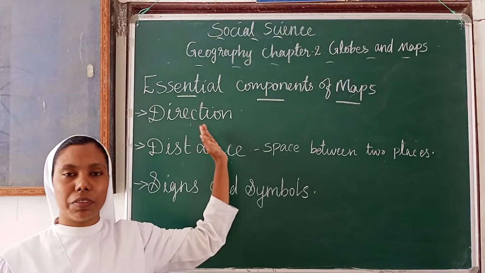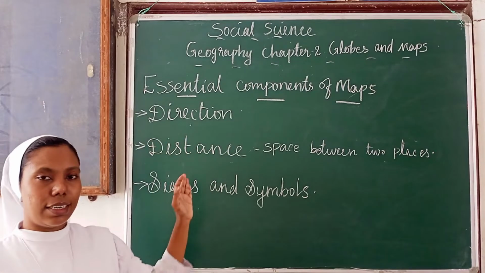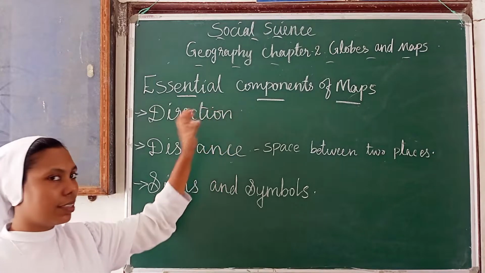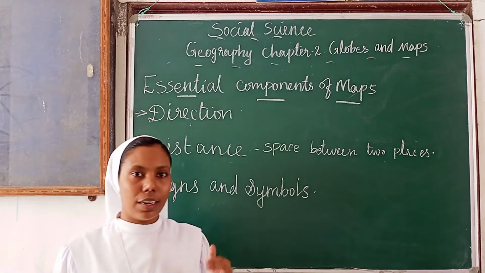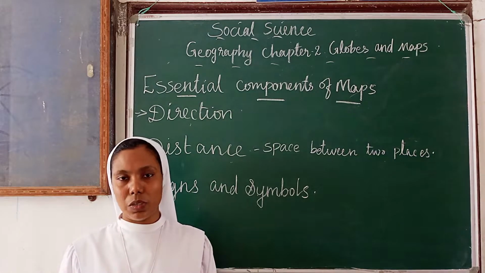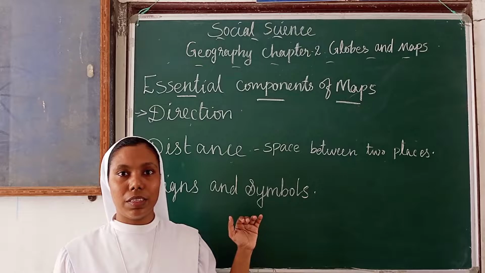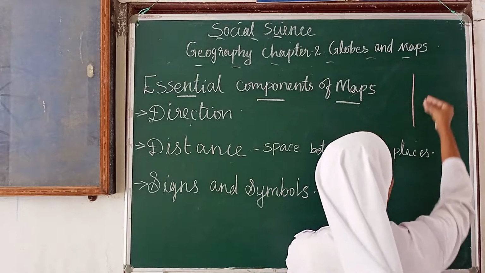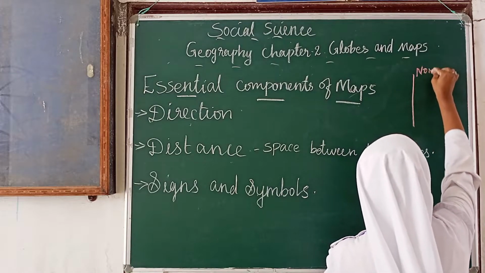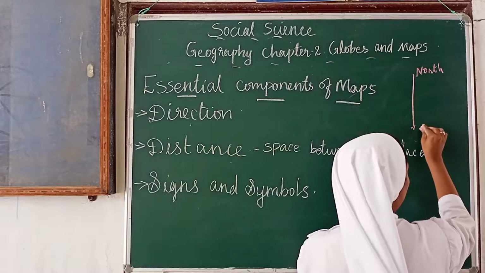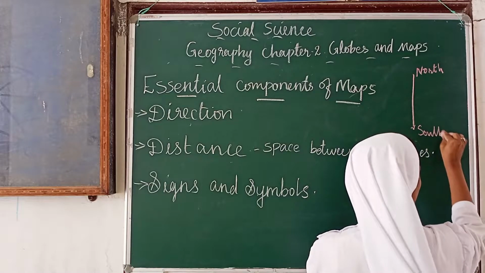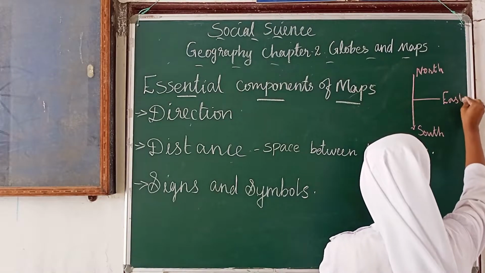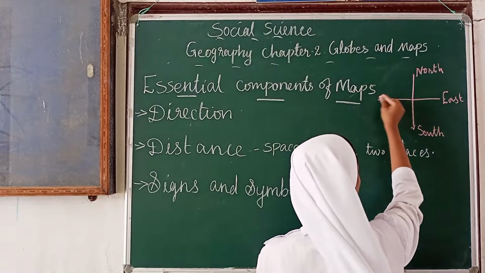The essential components of the map include directions, distance, and signs and symbols. The first one is directions. A map without direction has no value. So all maps have directions. At the top of the map it is north, and down it is south, and the right side is east, and the left side is west.